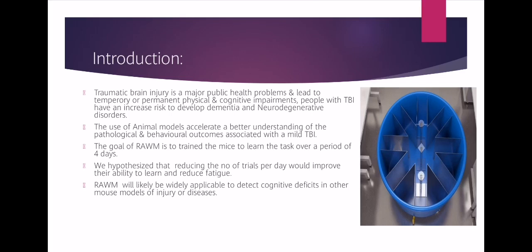The goal of RAWM is to train the mice to learn the task over a period of 4 days. We hypothesize that reducing the number of trials per day would improve their ability to learn and reduce the fatigue. RAWM will likely be widely applicable to detect cognitive defects in other mouse models of injury or diseases.